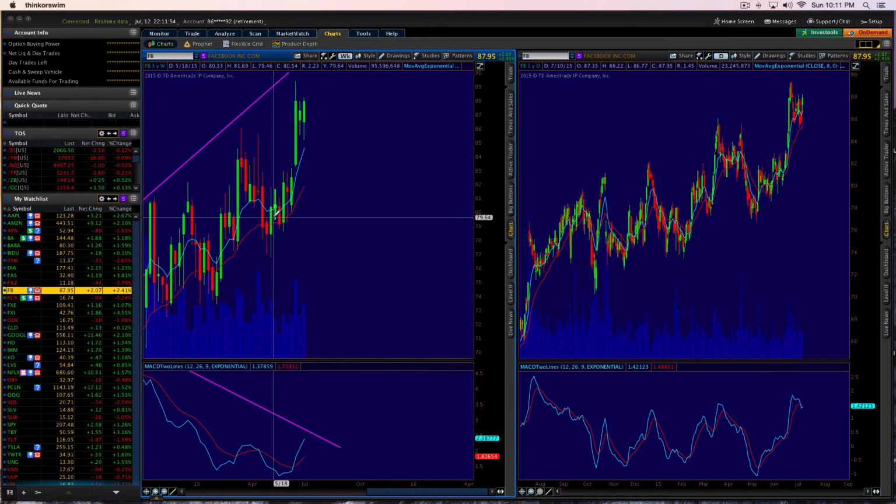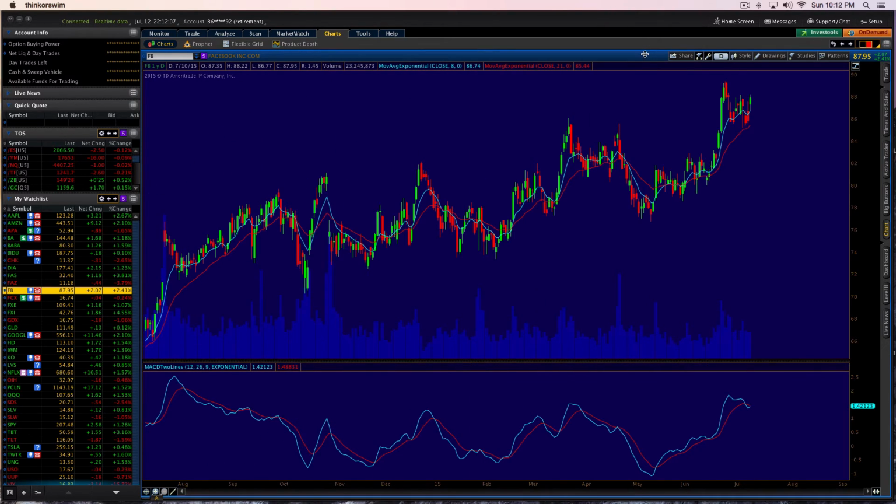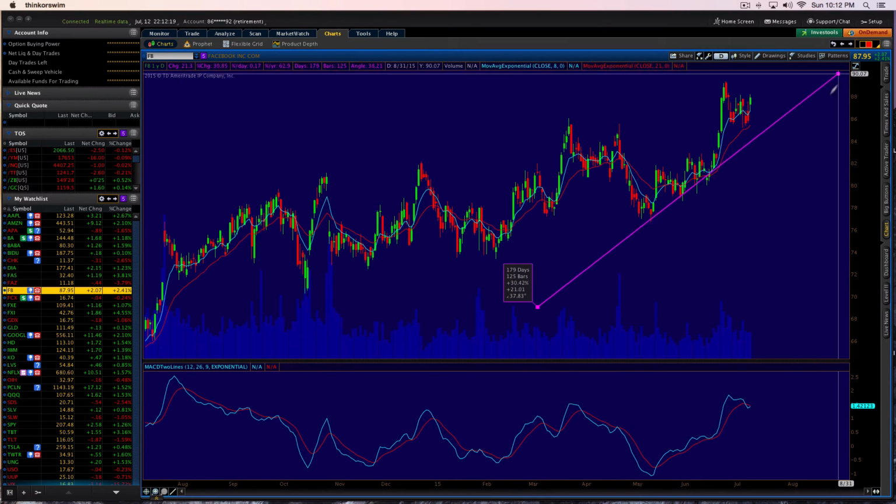Okay? Well, I'd like to start our conversation back in this turn here. Okay? So, what the continuation trade is, simply put, is an area of consolidation that continues in the direction that the price was already going.